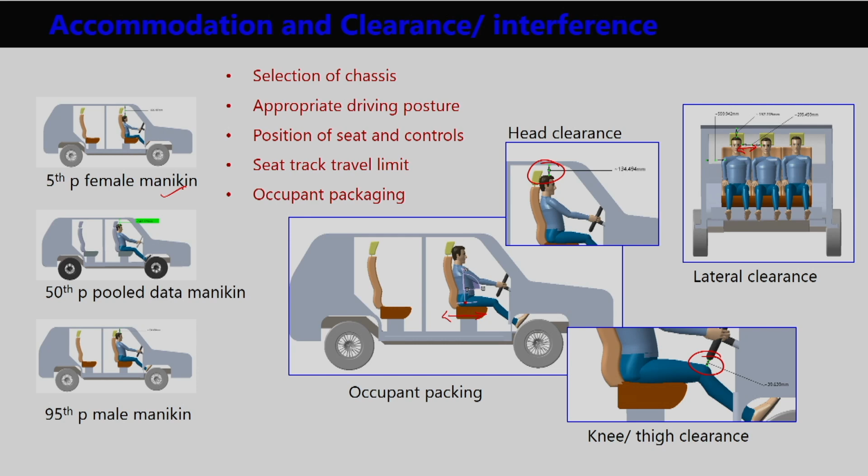Now, here you can see if we position different percentile human models, like a 5th percentile female mannequin as the representative of a smaller driver, then the pooled data mannequin, neither male nor female, that is the combined male and female database, from which we develop the 50th percentile digital mannequin, and the 95th percentile mannequin. So, how is the variation in their accommodation or occupant packaging due to variation of their body dimension, and accordingly adjustment of the seat forward and backward. That is presented here.